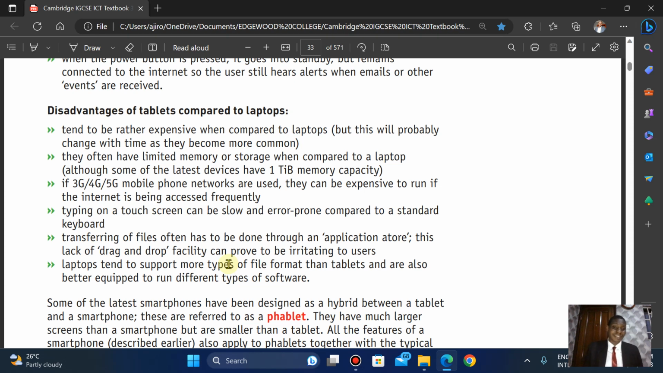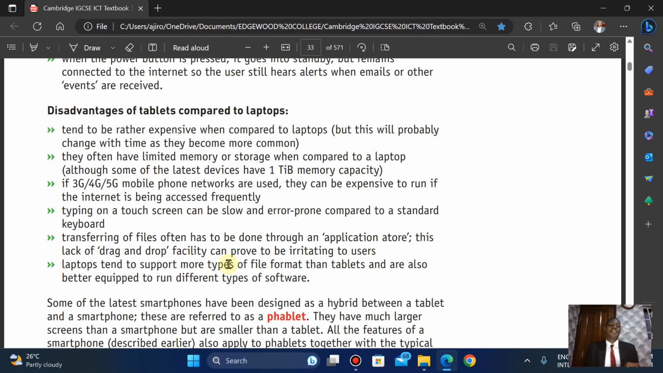They often have limited memory or storage when compared to a laptop, although some of the latest have like 1 terabyte. Okay, now the latest ones, right? It can be expensive to run. So talking about the networks, 3G, 4G, 5G, they're expensive to run. Typing on a touch screen can be slow and error prone compared to a standard keyboard.